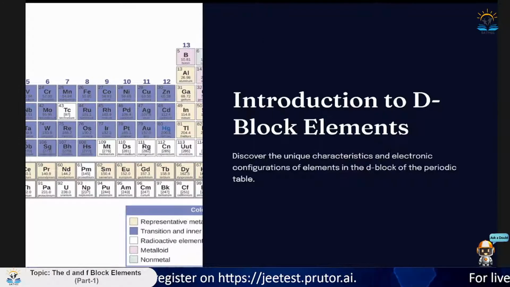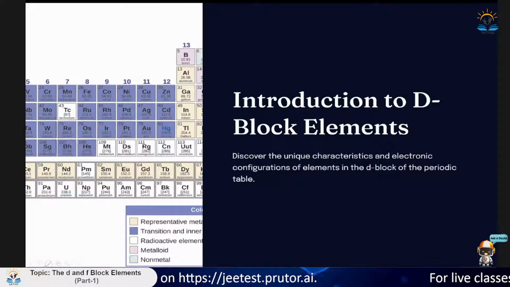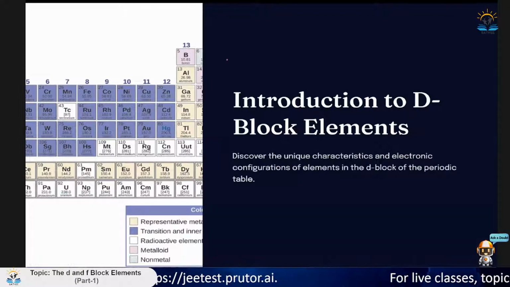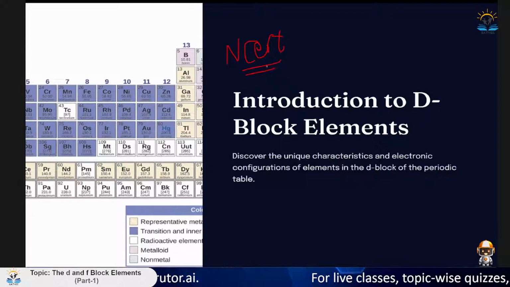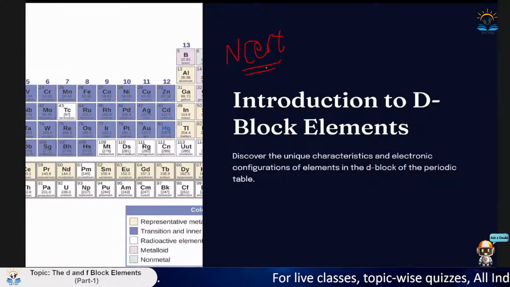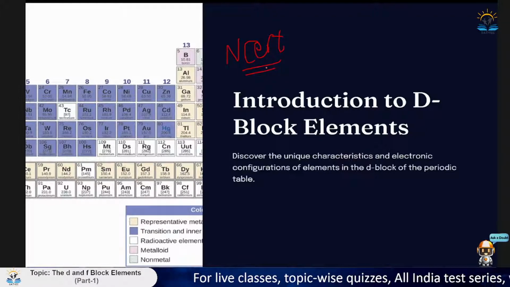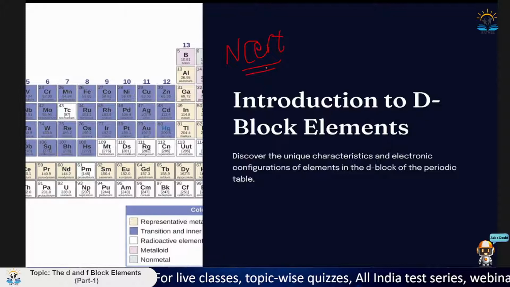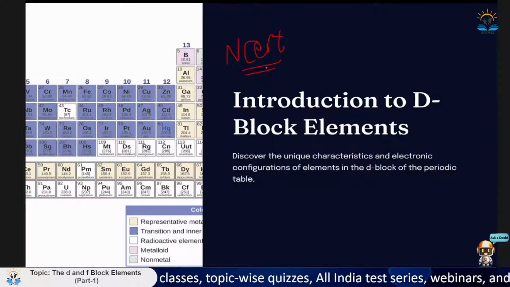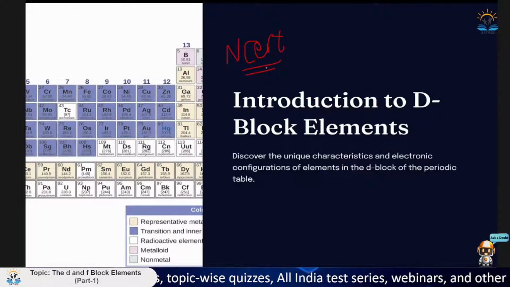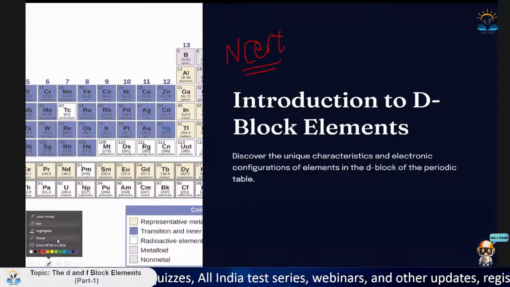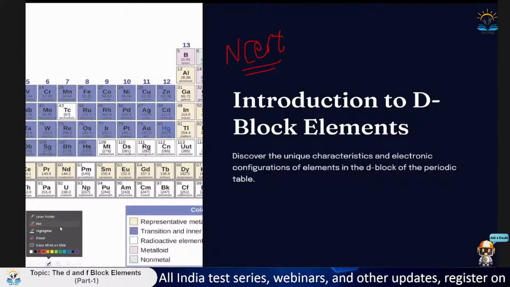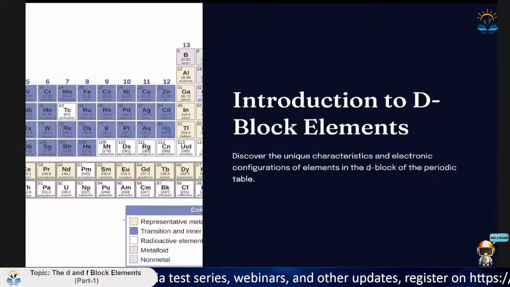But again, it is advised that once the chapter has been discussed over here, kindly go and refer to the NCERT of this topic, okay? Because even though we have taken some tables from there for displaying purposes, it would still be advised that you go see that chapter again. So let's discuss D block elements first, and then F block elements, okay?